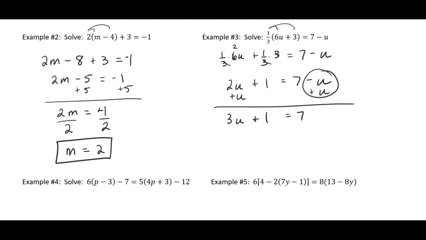And now I'm into that form of a linear equation. I'm going to subtract the 1 from both sides. So that part's 0. And I have 3u equals 6. 7 minus 1 is 6. I'm going to divide both sides by 3. And so I'm going to get an answer of u equals 2.